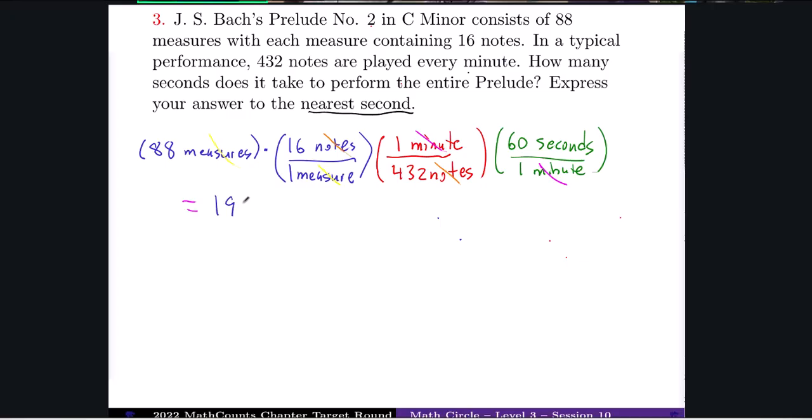You get 195.5 repeated. But we always have to give the answer in the way that they want it. So they're saying that we're supposed to round our answer to the nearest second, right? So because we're at 195.5555555, we round up, and your final answer would be 196.